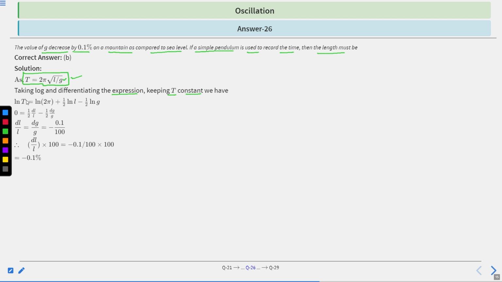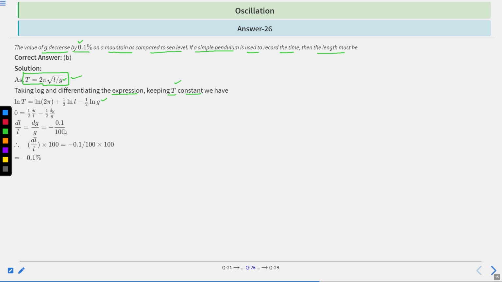First take log: log T equals log 2 pi plus half log L minus half log g. Now differentiate, taking T as constant. When T is constant, log T differentiates to 0, so we have half dL divided by L minus half dg divided by g equal to 0. So dL by L is equal to dg by g. Here g is decreased by 0.1%, so the negative sign means g decreases.